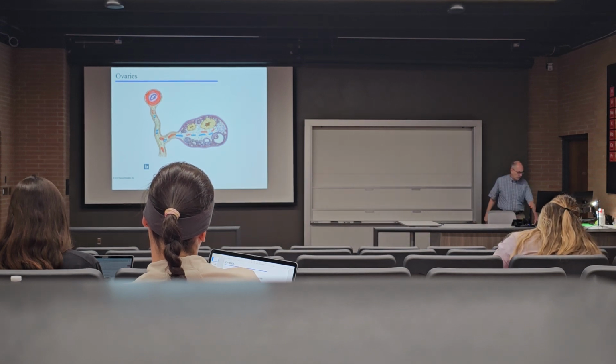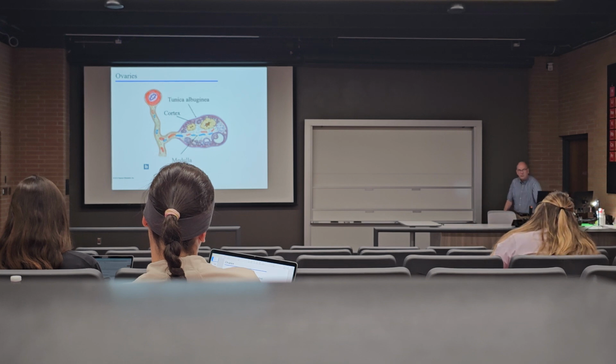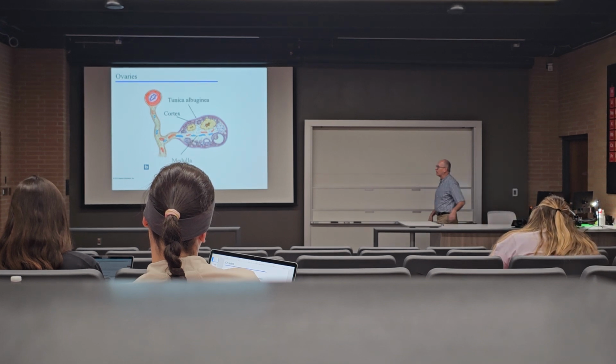So again, we have a medulla in the middle. A medulla is always in the middle. We have a cortex towards the outside. The cortex is where the follicles are. And then on the outside, we have a nice white layer called the tunica albuginea. A few words about those follicles on the inside.